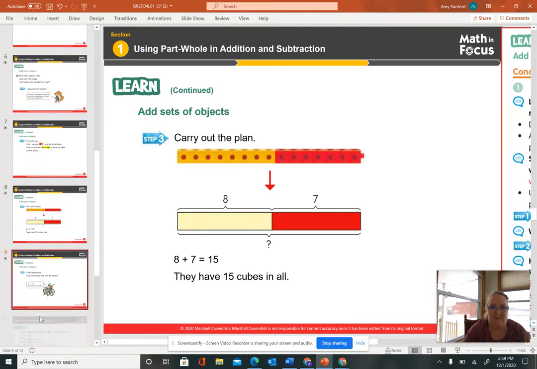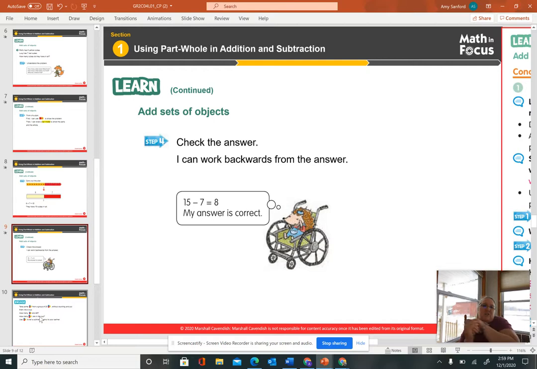That makes sense, right? So you can always check your work with step 4. You can work your way backwards. Say 15 minus 7 would equal 8 because we know that property of addition works that way, opposite operations, and we can always double check our work.